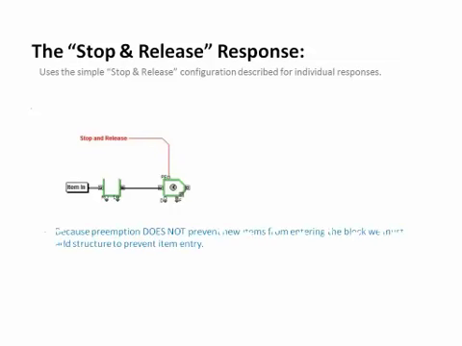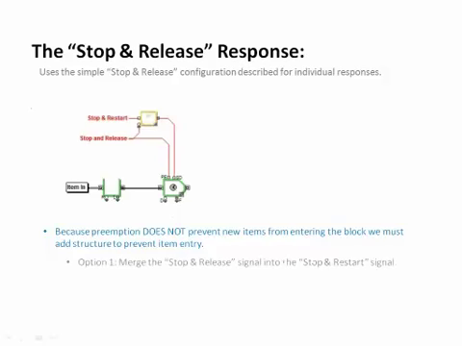The stop and release response uses the preempt connector as described before, but because preemption does not prevent new items from entering the block, we have to add some additional structure to prevent entry in this case. Option one is we merge the stop and release signal into the stop and restart signal and put it in on the shutdown connector.